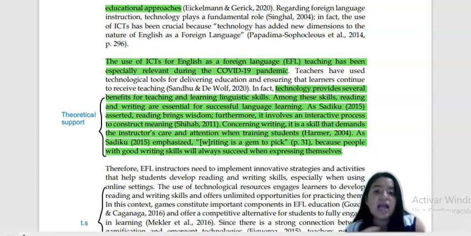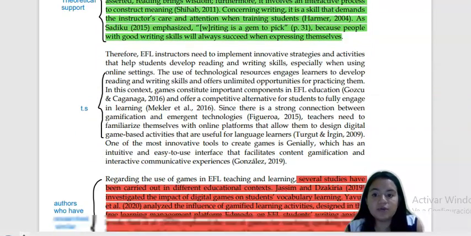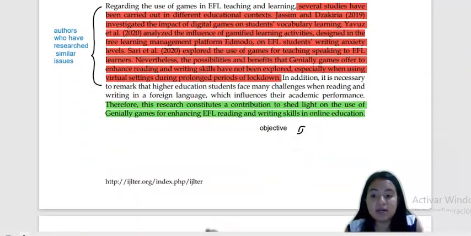From reading, I could find only one objective of the study, which the guide mentions should be found in this part. In this case, it mentions the contribution of using Genially games to improve EFL reading and writing skills in online classrooms. Furthermore, it mentions the research question: how do students perceive the use of Genially games to foster reading skills, and other similar issues?